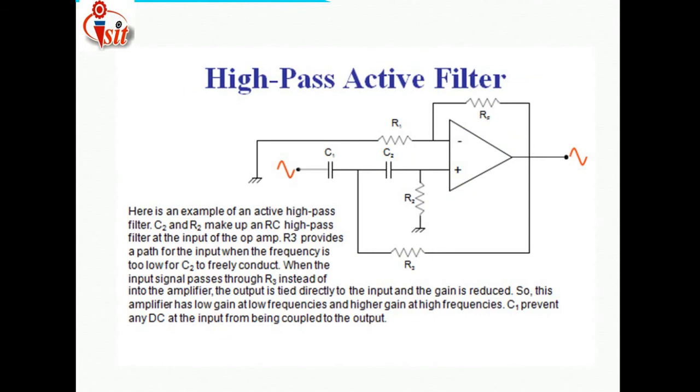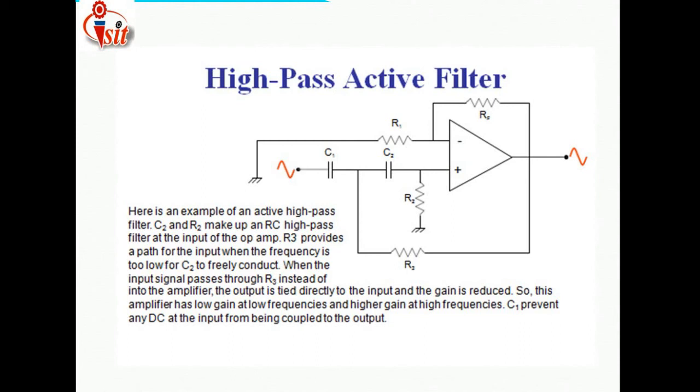Next, the high pass active filter is also an important parameter related to filtering circuits. Here we have applied the input signal to the non-inverting terminal of the op-amp, and we get the output signal from the op-amp. Here C1 and C2 are connected, and R1 is connected along with RF, the feedback resistor. Here is an example of an active high pass filter: C2 and R2 make up an RC high pass filter. At the input of the op-amp, R3 provides a path for the input when the frequency is too low for C2 to freely conduct.